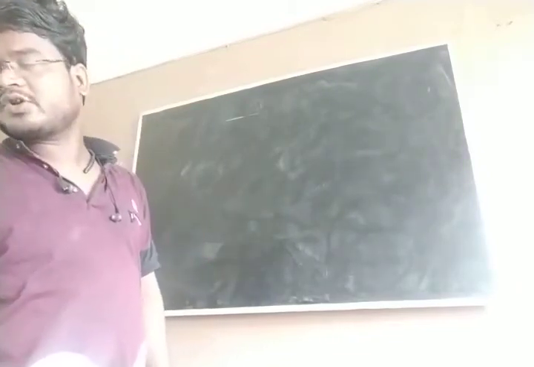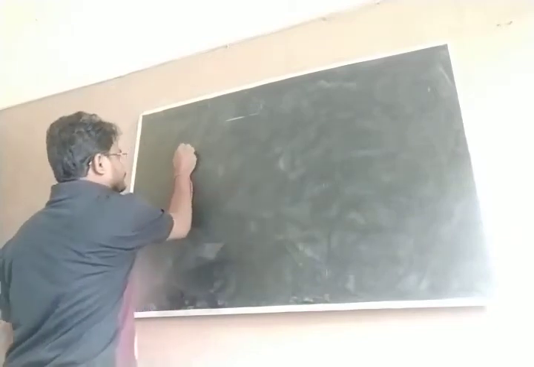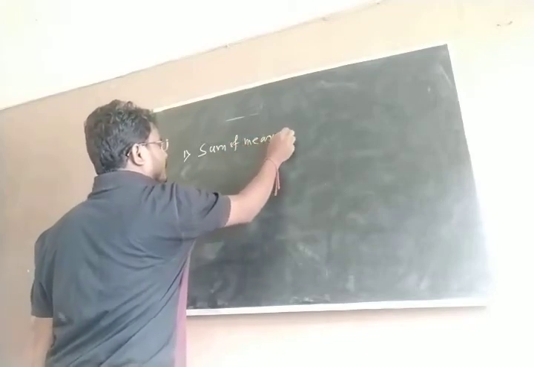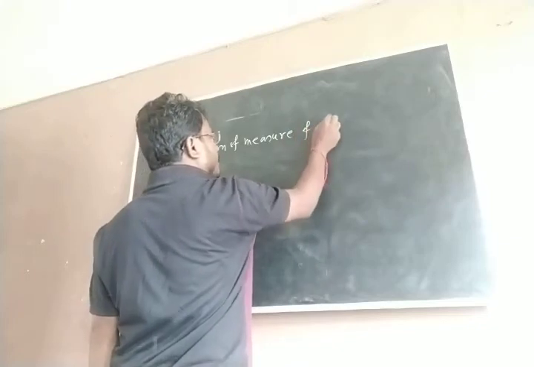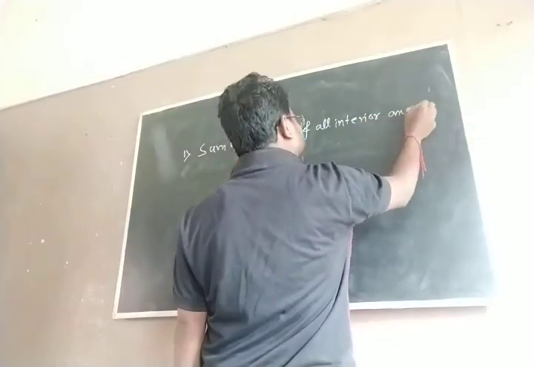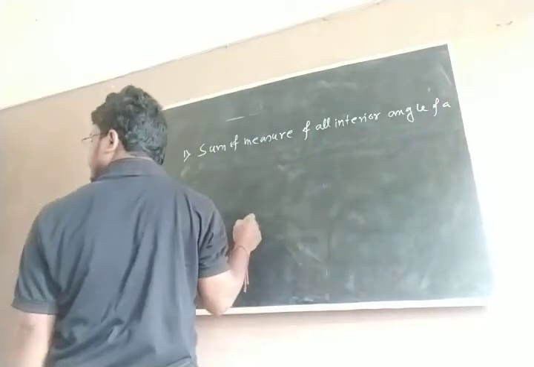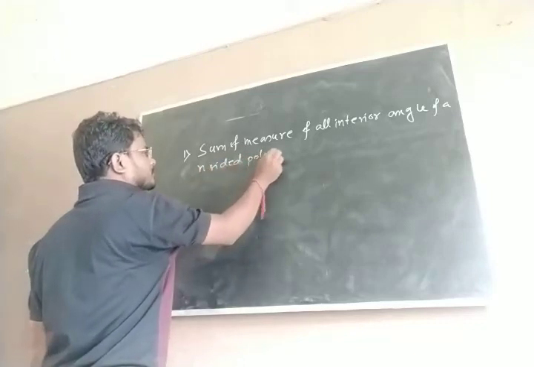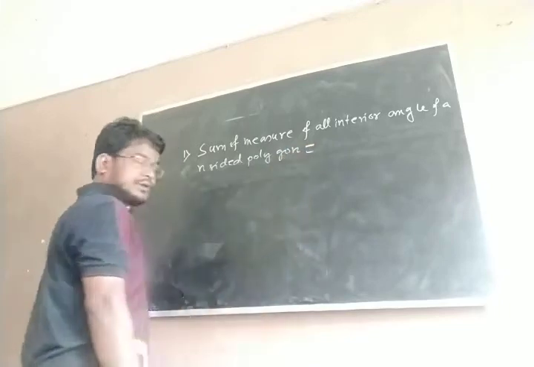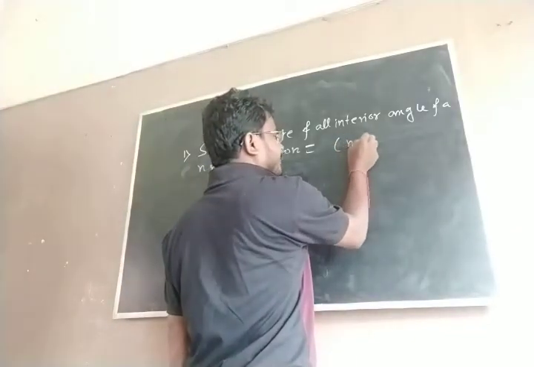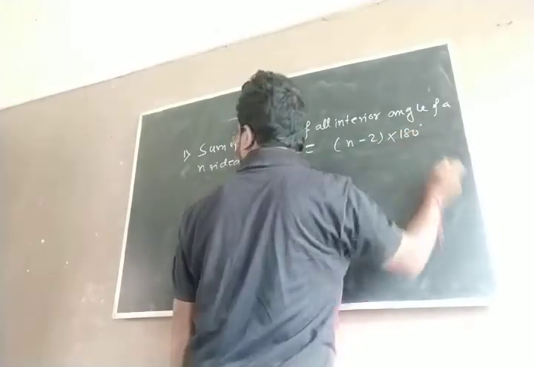The formula is: sum of measure of all interior angles of an n-sided polygon equals (n minus 2) into 180 degrees. N minus 2 into 180.